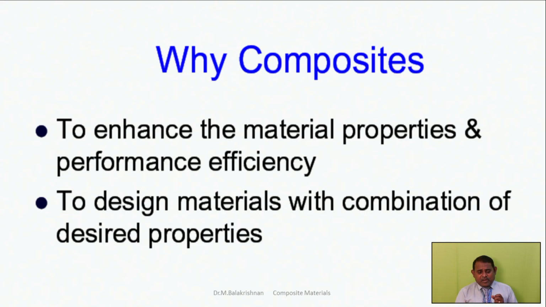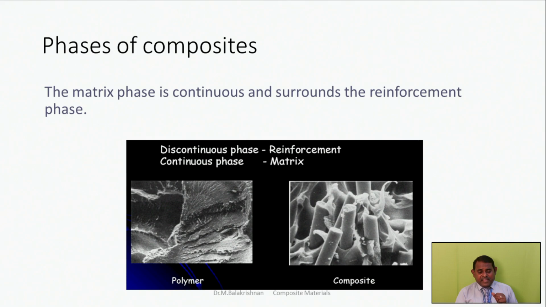To enhance the material property and performance efficiency is the primary reason why people are really inclined towards composite manufacturing. And it gives a chance to design materials with a combination of desired properties. And about the phases of a composite, the matrix phase is a continuous phase which surrounds the reinforcement phase. From this diagram we can understand that the discontinuous phase is the reinforcement and the continuous phase is the matrix phase.